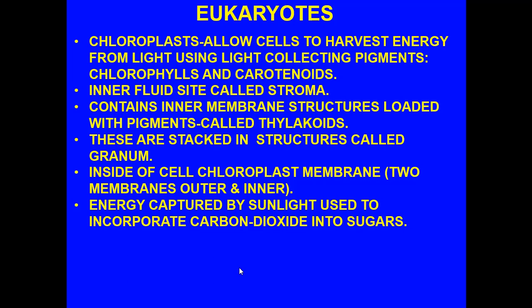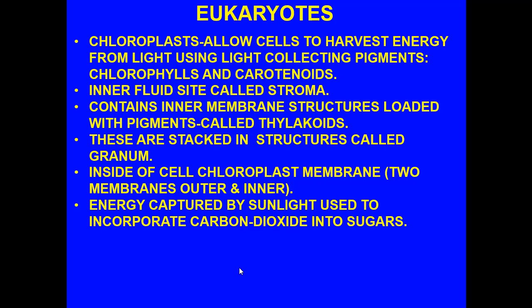Now, inside of chloroplasts, you have this inner fluid site called the stroma. And it contains intermembrane structures that are loaded with pigments. And these structures are called thylakoids. When they're stacked, they're called a granum. So think about it like coins. You have a stack of them. An individual coin would be called a thylakoid. A stack of them would be called a granum. Now, the chloroplast has two membranes, an outer and an inner. The inner, inside of it, has all of these thylakoids.